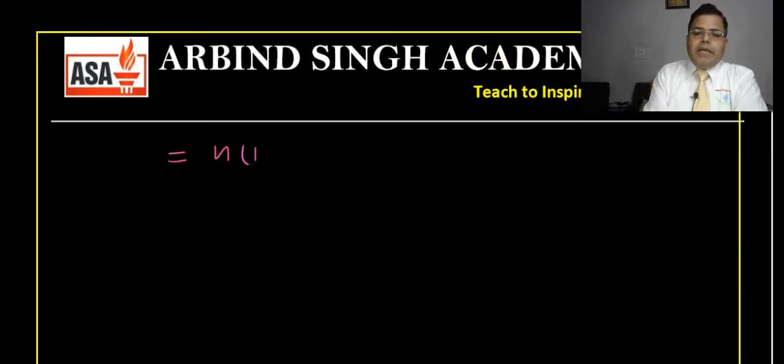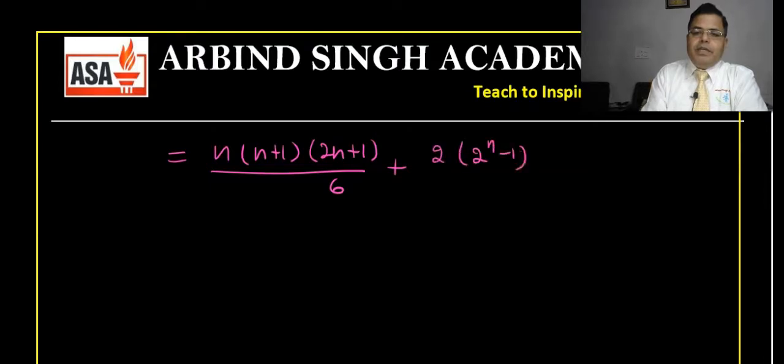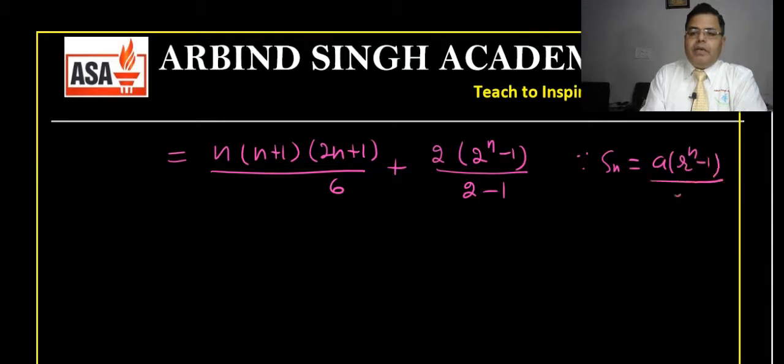The sum will be n into n plus 1 into 2n plus 1 upon 6 plus, this will be 2 into 2 to the power n minus 1 upon 2 minus 1. The sum of n term of GP, you know, is a into r to the power n minus 1 upon r minus 1, you know. So this is what has been used here.